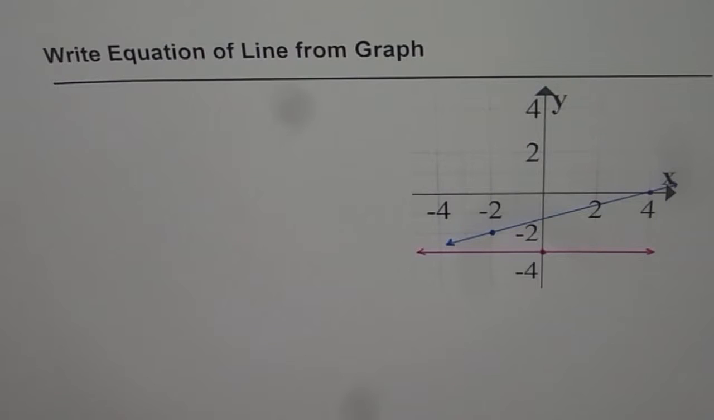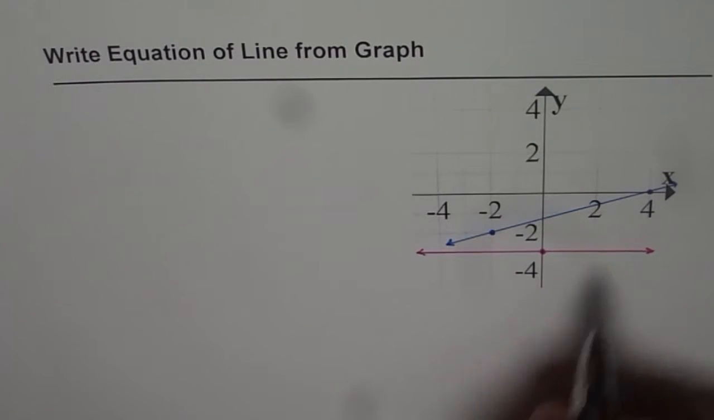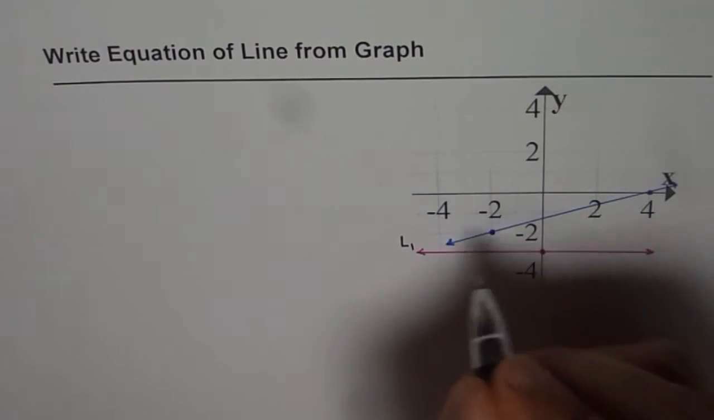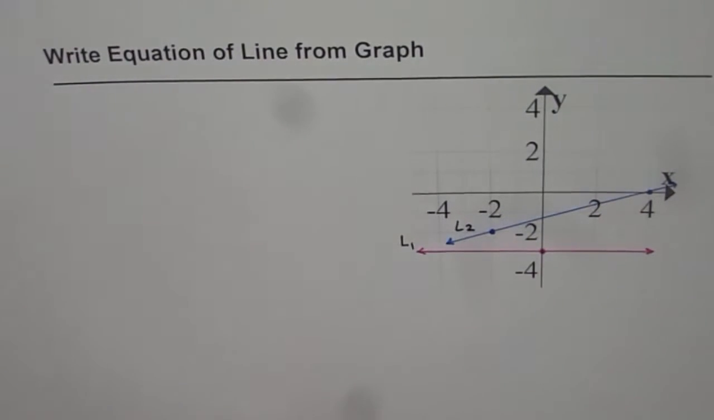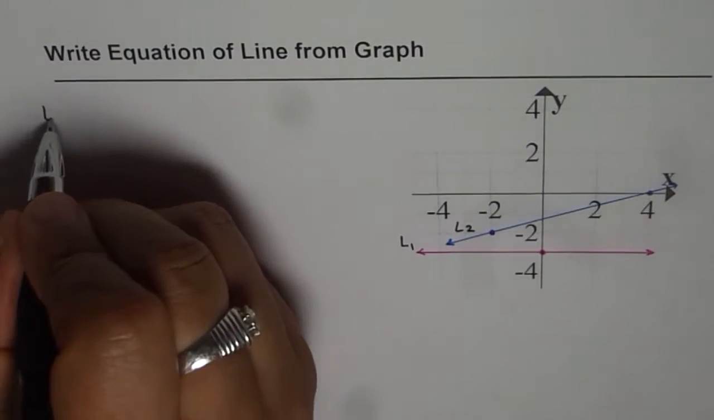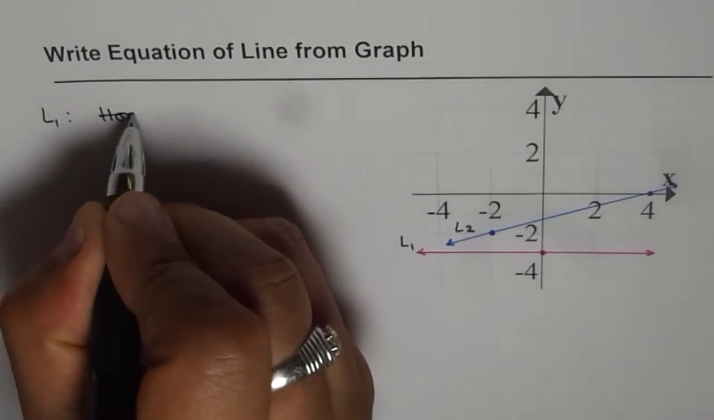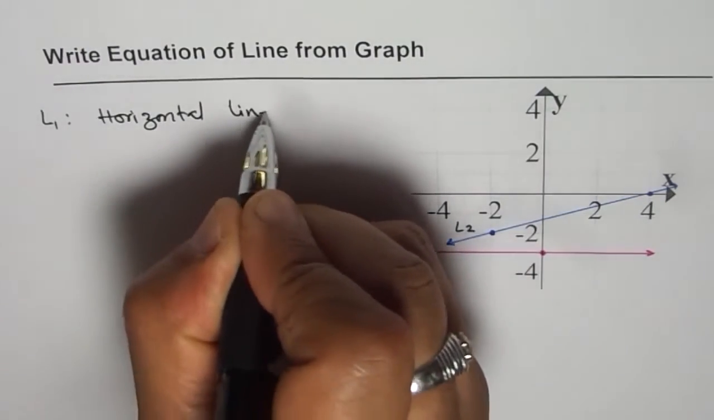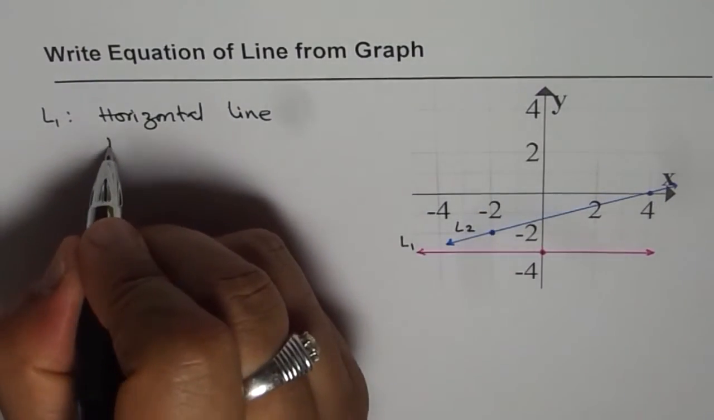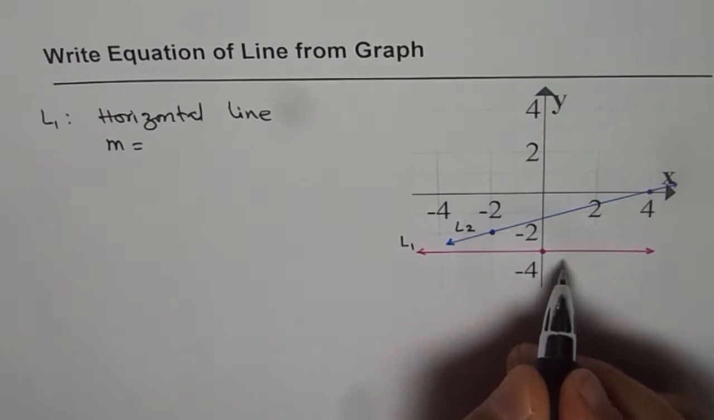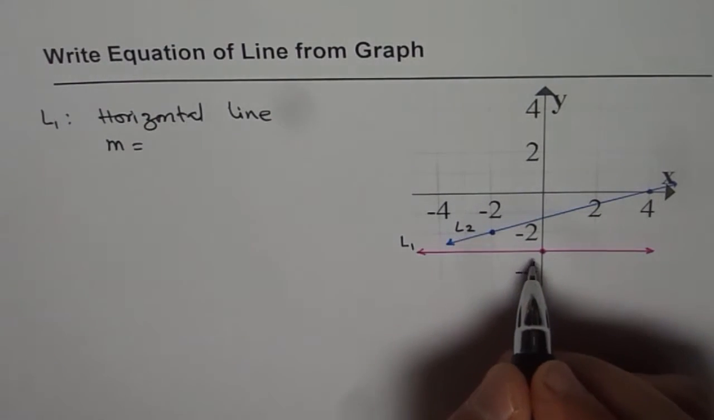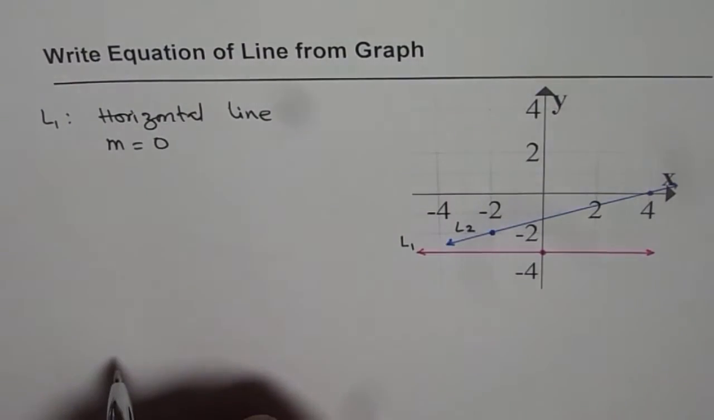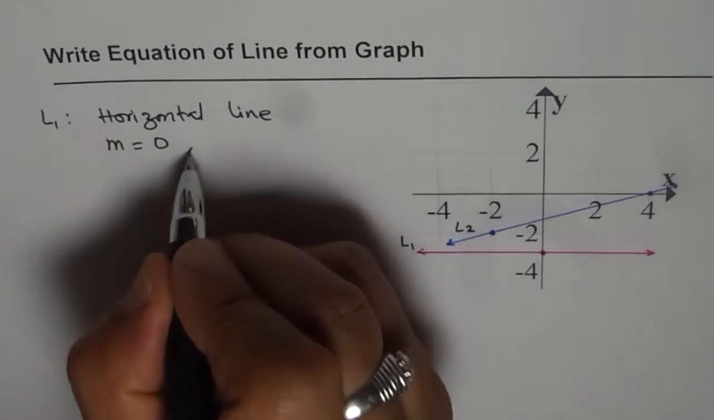So let's first number the lines. Let's say the pink line here is line 1 and the blue line is, let us say, line 2. Now line 1 is a horizontal line. What is the slope of this line? Slope m is equal to 0, right? Since the rise is 0, it is not rising nor falling. Slope is 0.